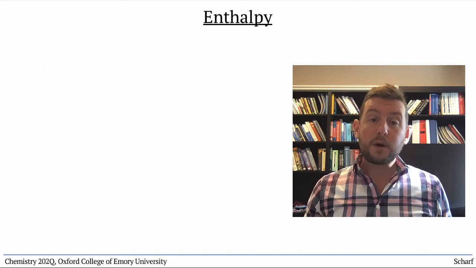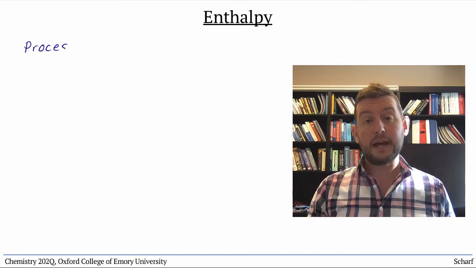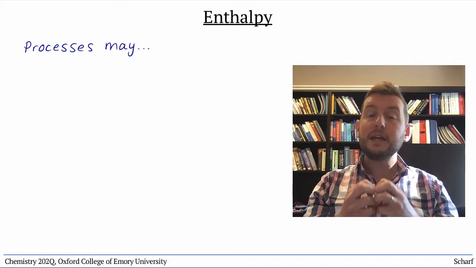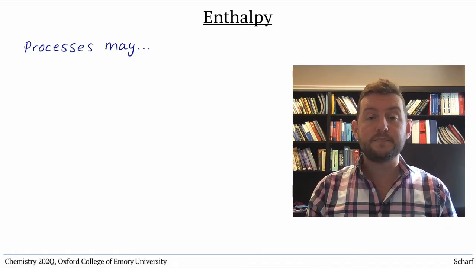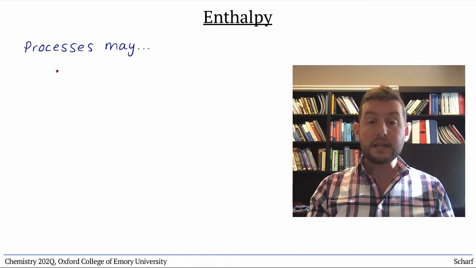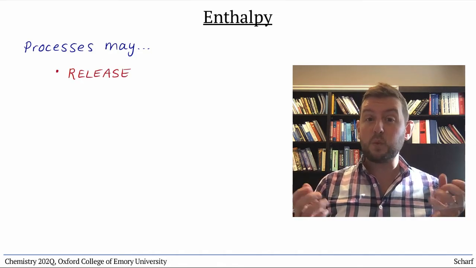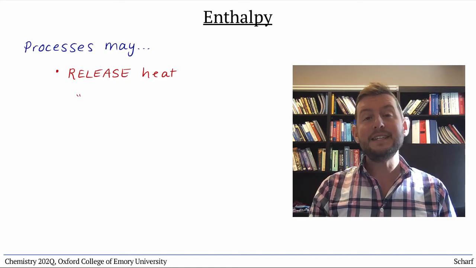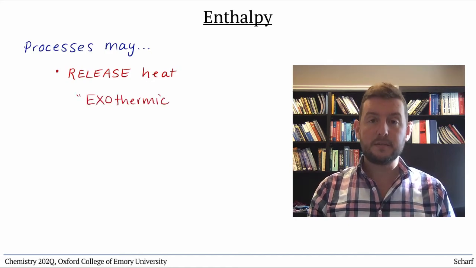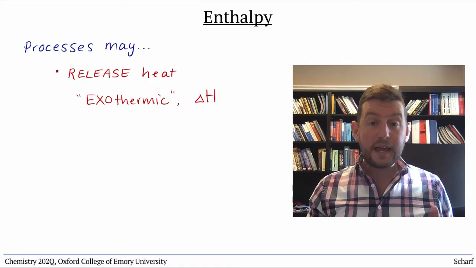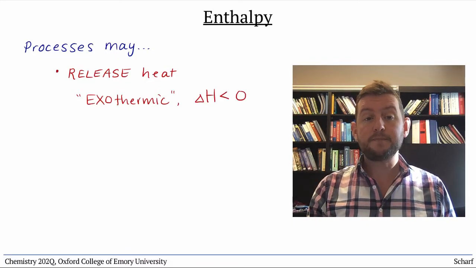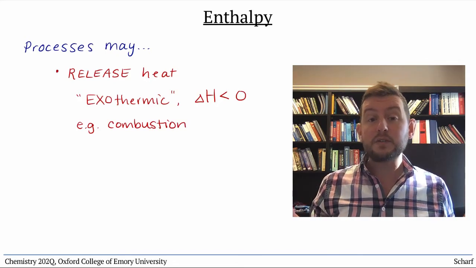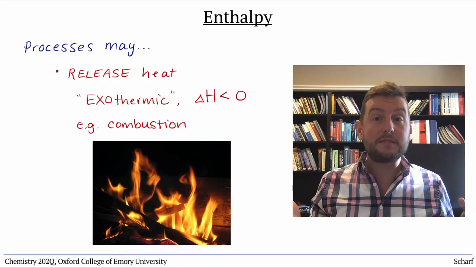Physical or chemical processes, including chemical reactions, can either release or absorb heat from their surroundings. Processes that release heat, that is, they make stuff warmer, are called exothermic, and they have negative enthalpy changes. Delta H is less than zero. Combustion reactions are virtually always exothermic. That's what makes fire hot.